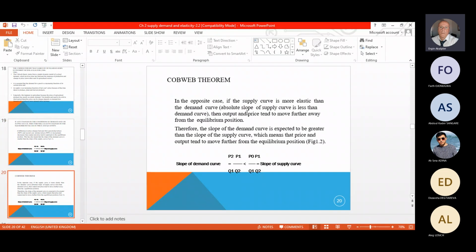In the opposite case, if the supply curve is more elastic than the demand curve, the absolute slope of the supply curve is less than that of the demand curve, and the output and the price tend to move further away from the equilibrium position. Therefore, if the slope of the demand curve is greater than the slope of the supply curve, the price and the output tend to move towards the equilibrium position. This is how it is.